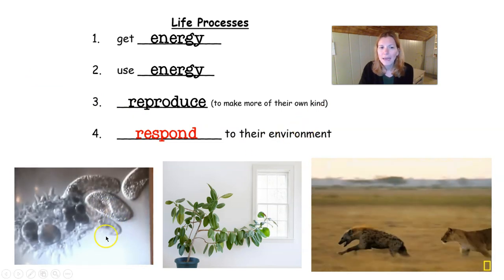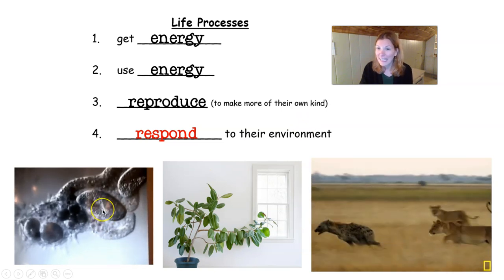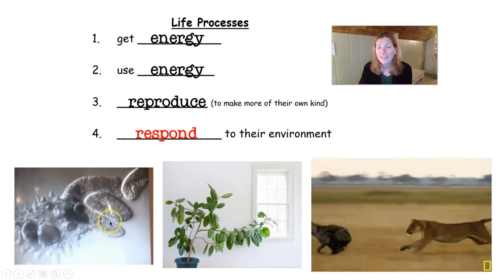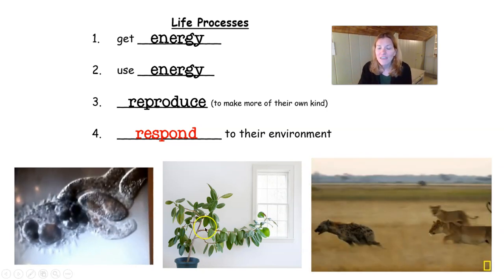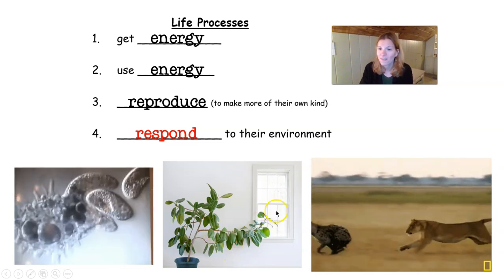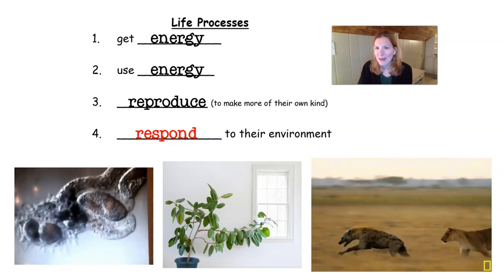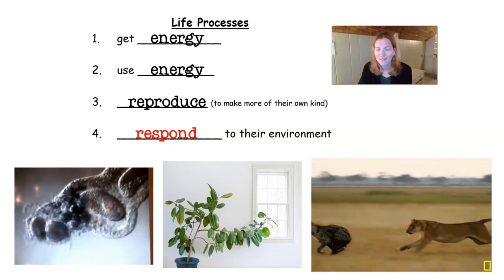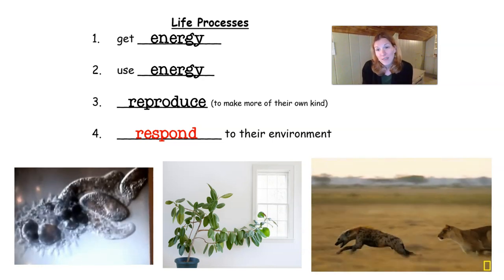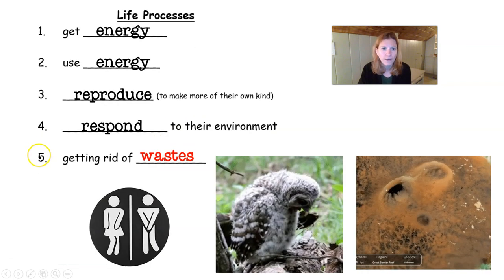So here we have a little microscopic creature called an amoeba, and it's responding to its environment by eating this other little microscopic creature called a paramecium. So it's acting and moving around. Even plants actually respond to their environment, like this plant growing towards the light. Or the predator-prey relationship is another way that organisms are responding to their environment. So organisms are moving away from things that are going to hurt them and moving towards things that are going to help them to survive. And everything that's alive does that in some way or form.